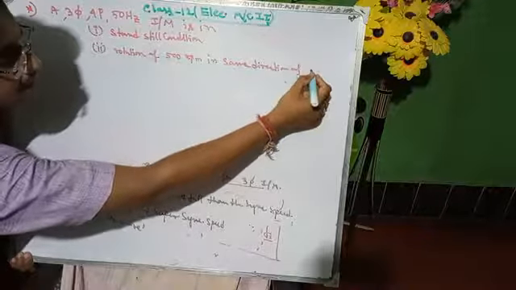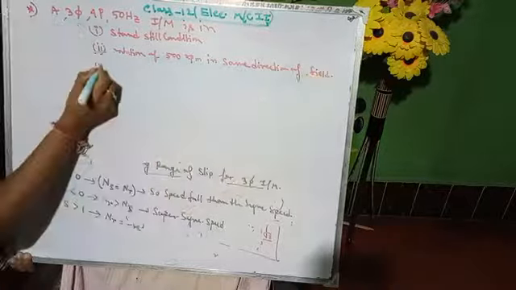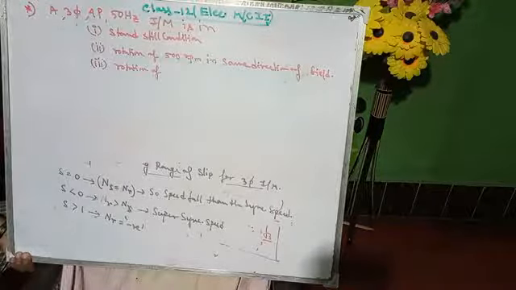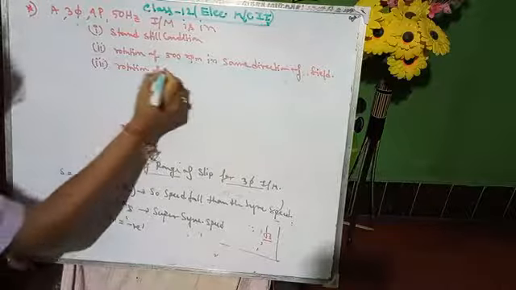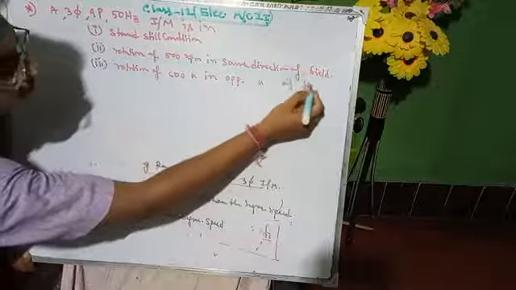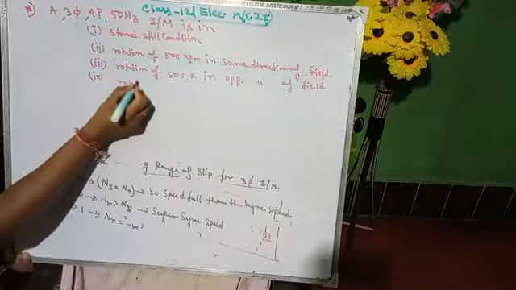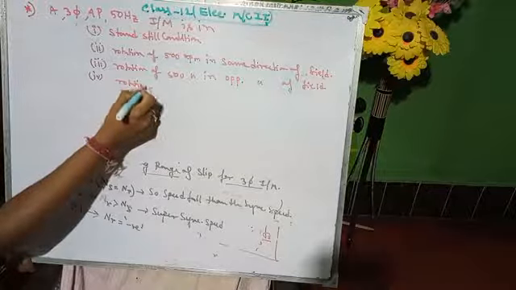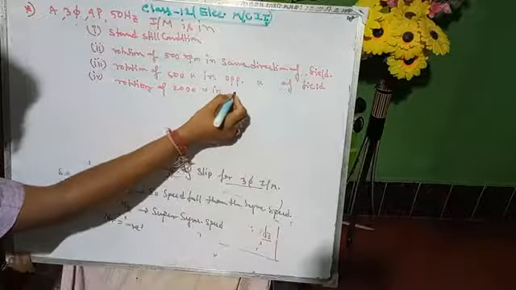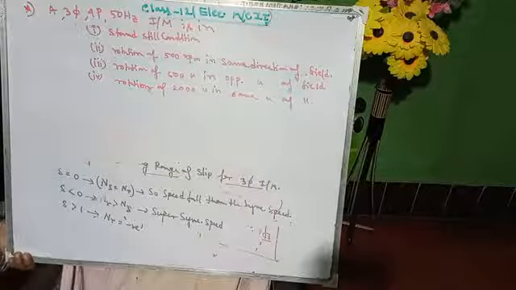of stator field, same direction of field, and (3) rotation of 500 rpm in the opposite direction of field, and the fourth one, rotation of 2000 rpm in the same direction of field. So these four numericals you have to perform.